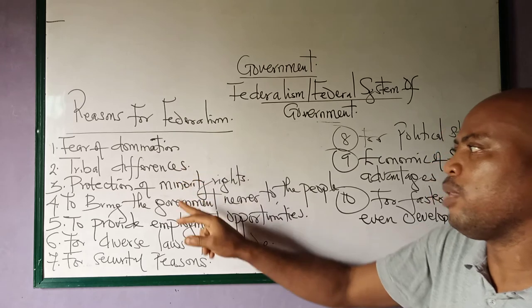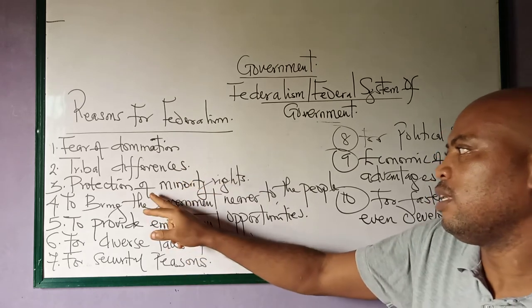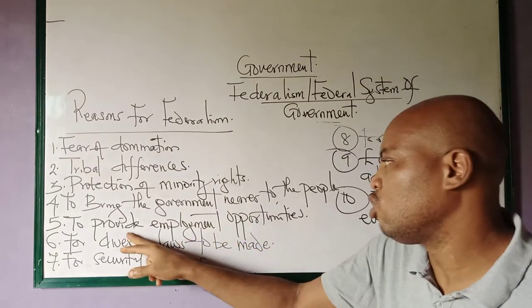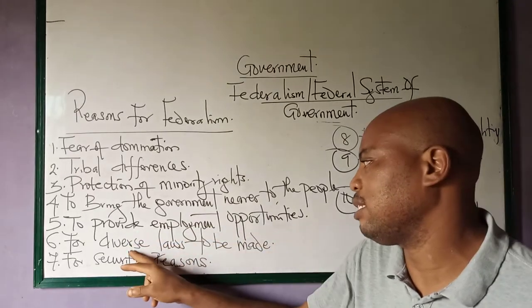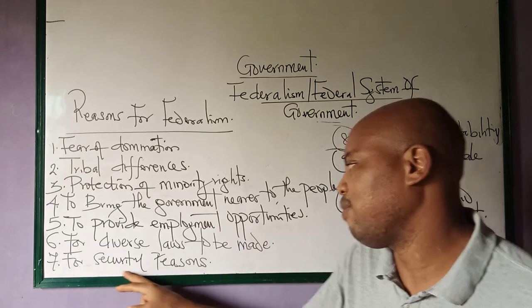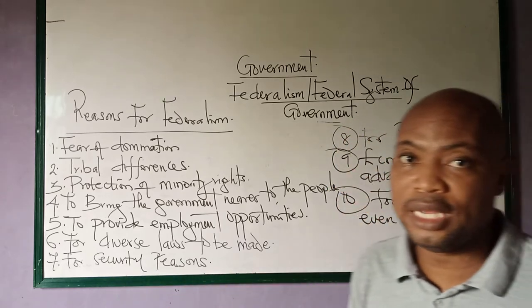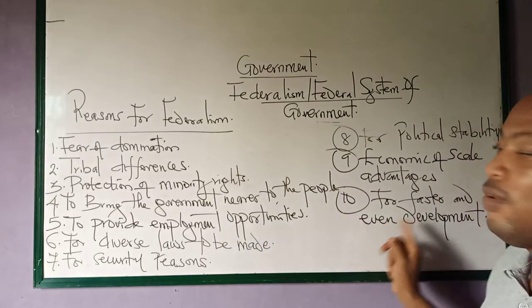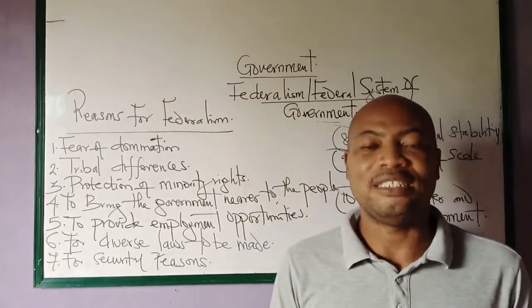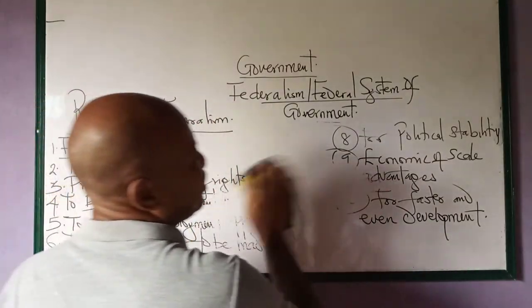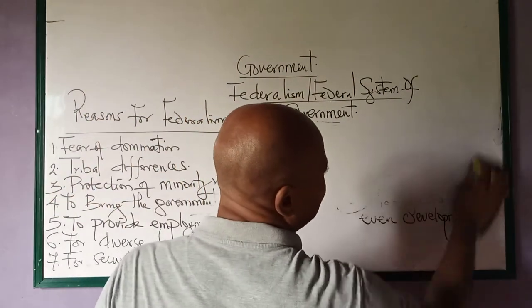Number 1, fear of domination. 2, tribal differences. 3, protection of minority rights. Then number 4, to bring the economy out to the people. Number 5, to provide more employment opportunity. Number 6, for diverse laws to be made. And number 7, for security reasons. Number 8, for political stability. Number 9, economic of scale advantage. And number 10, for faster and even development. So now let us quickly look at the advantages of federalism.